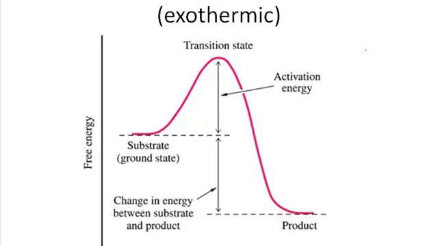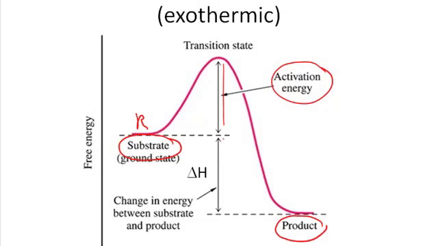Taking a more detailed look at an energy diagram, again, this point here is our activation energy, or the energy required to get the reaction started. This right here represents our substrate or our reactants. Here is our product, and the difference is the change in energy between the reactants and the product, and we denote that by using this delta H.